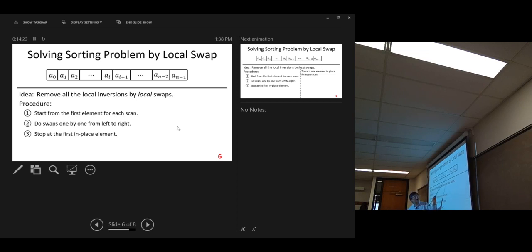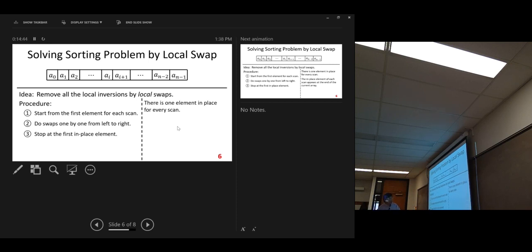Another scan, third largest in place, and so on. So every time we stop at the first in-place element, because it's already in place, so we don't need to do anything. Okay, so we just do another scan.